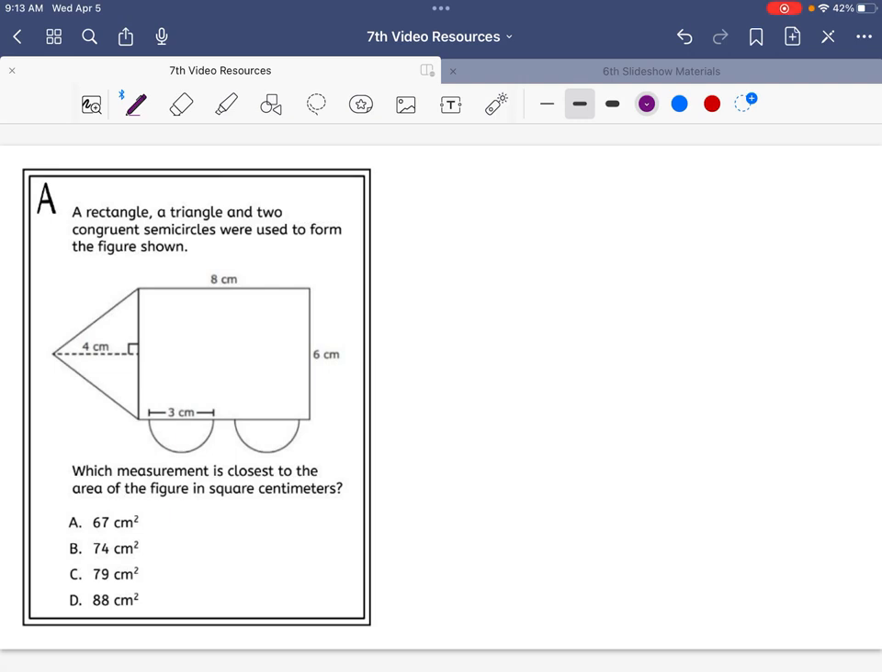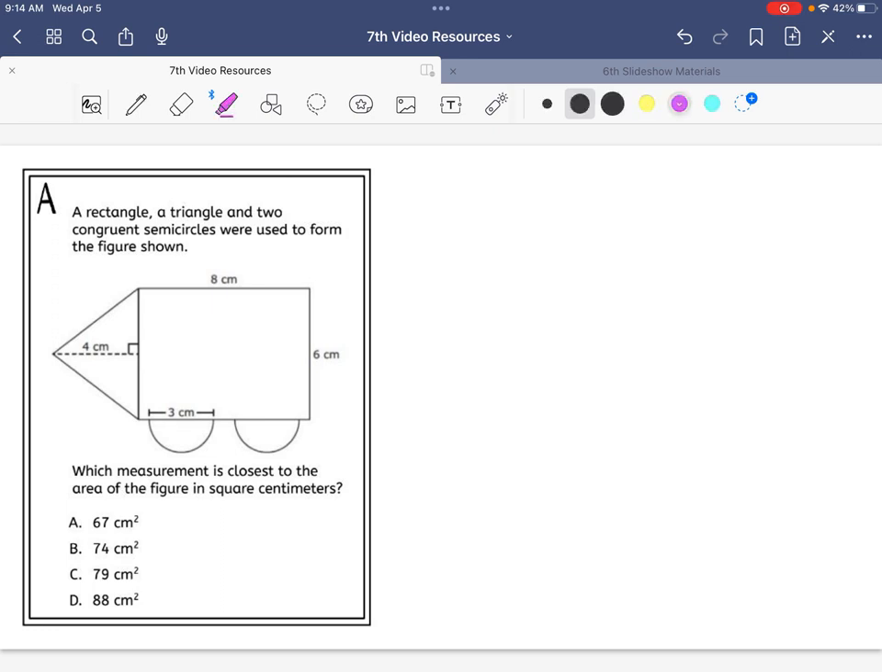Hey guys, today we're going to continue looking at finding area of composite shapes. Remember, a composite shape is just a shape made up of more than one simple shape. So here we have an example, and it tells us a rectangle, a triangle, and two congruent semicircles were used to form the figure shown.